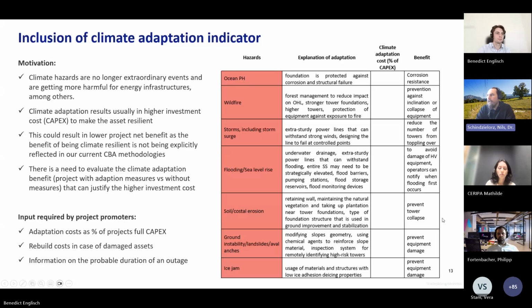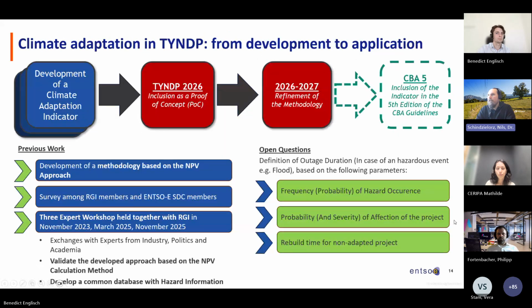And I would like to jump now to the next slide, where I would like to give a short overview about the time frame and the whole structure, how this comes together. Basically, what we are doing now is we are here on the left side of this slide. We have the development of the climate adaptation measures. This has taken place now for the last, I think it was already 2 years now. And for this TYNDP cycle, it is the first time that we are including it in the TYNDP itself.